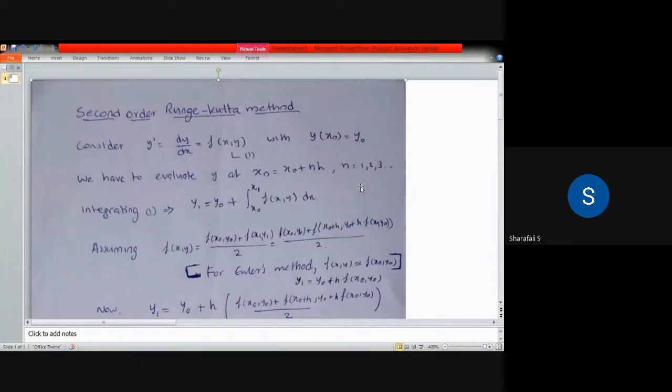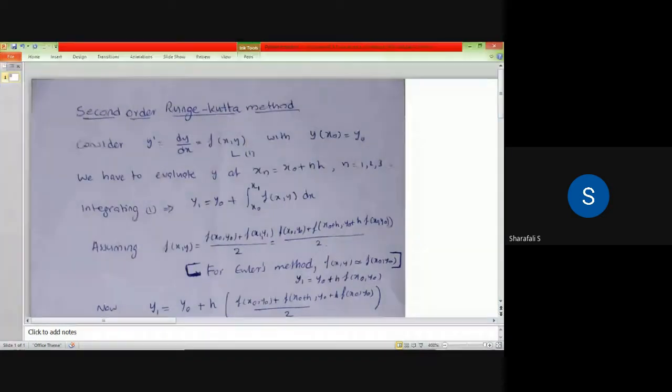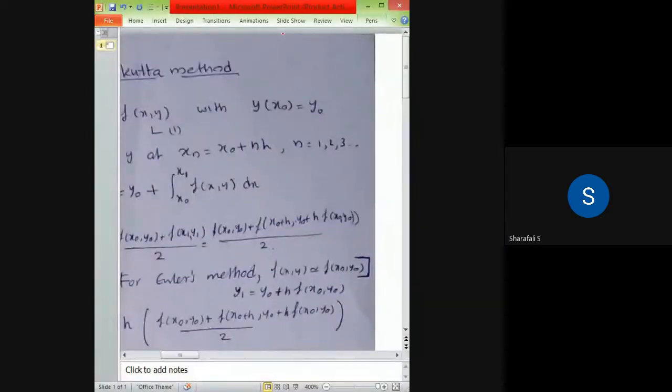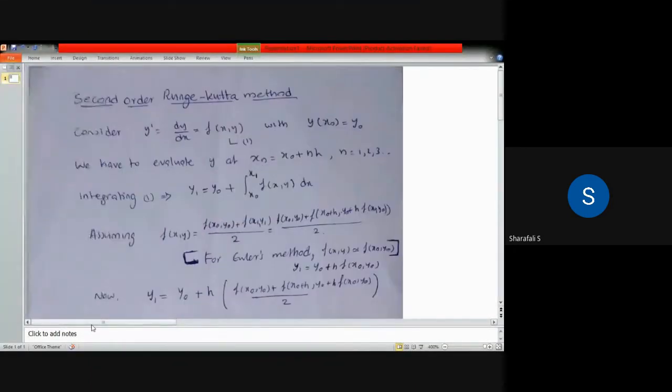In this class, we will discuss the Runge-Kutta method. Here we will consider both second order as well as fourth order Runge-Kutta method. So first we will discuss the second order Runge-Kutta method. This method also we will use to solve ordinary differential equations numerically.